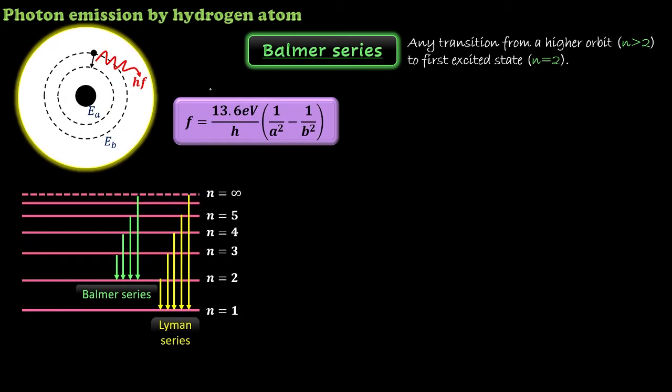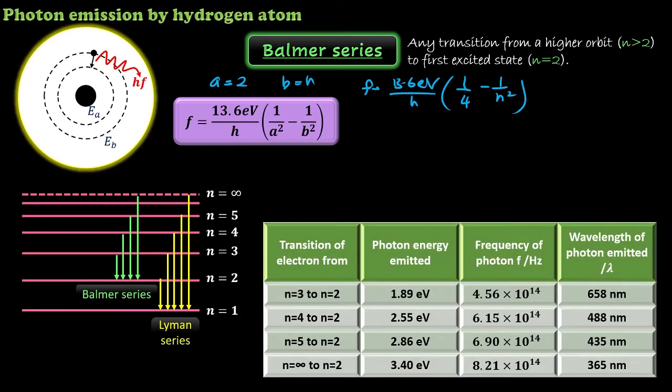Still here. So your a now is equal to 2, and then your b is n. So substitute inside, your f will be equal to 13.6 electron volts divided by h, times 1 over 4 minus 1 over n squared. So if you substitute n with 3, 4, 5, and infinity, you will get the range of your photon energy, the range of the frequency, and the range of your wavelength for the photons in this type of value.